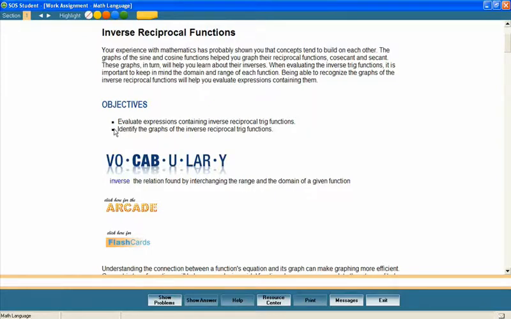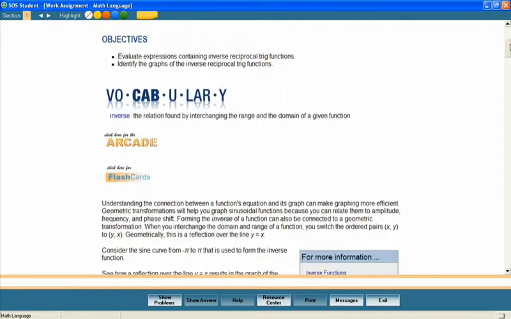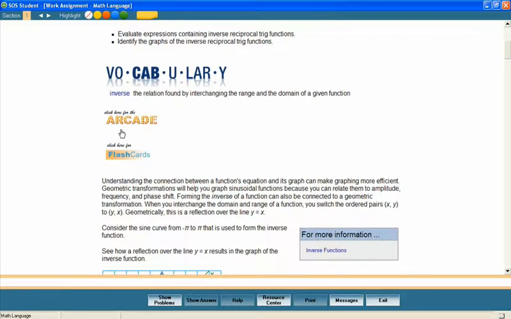At the beginning of most lessons, students will also encounter a list of vocabulary words that will be used throughout the lesson. We've included review and reinforcement activities to encourage mastery of these important words. For example, students can hear the correct pronunciation of each word. Inverse.